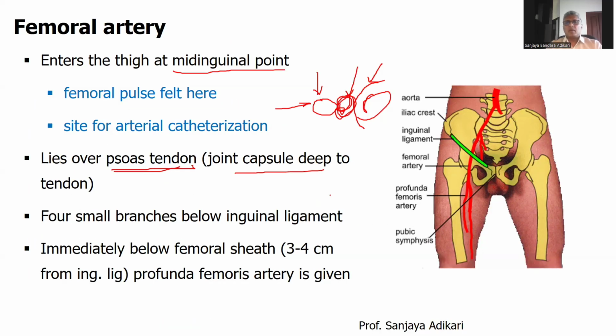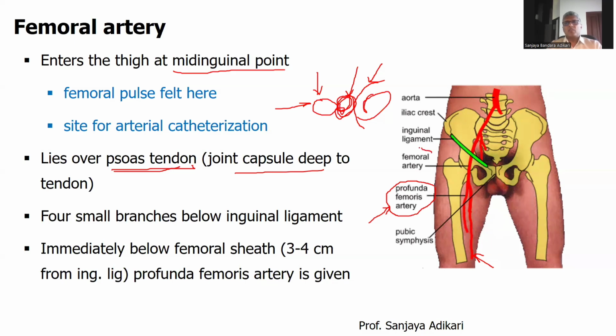Now the main branch of the femoral artery is the profunda femoris artery. Take one thing clearly into your mind. So you have the femoral artery here and the profunda femoris artery here, or the deep artery of the thigh. Now radiologists use two different terms for these.